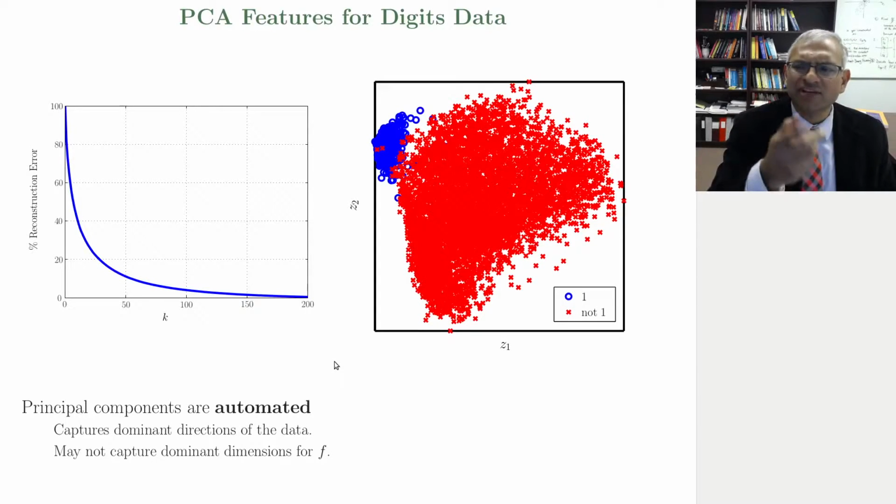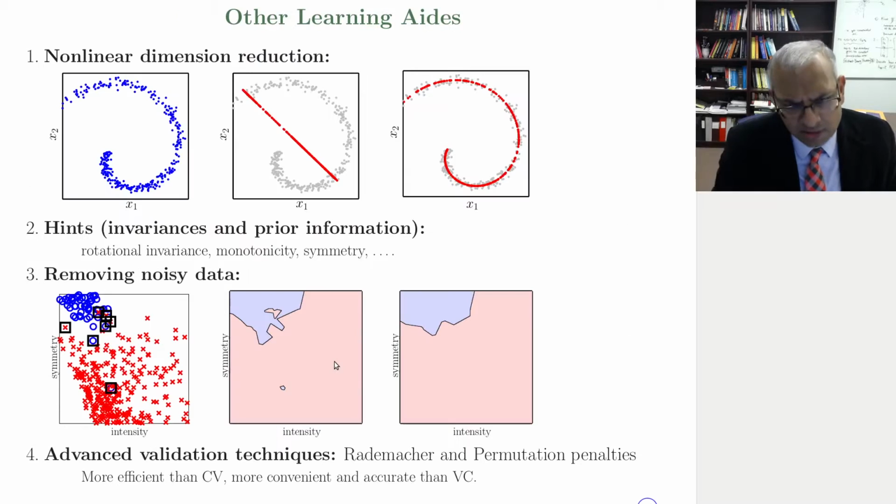Now let me briefly talk about other learning aids. So PCA is linear dimensionality reduction. On the top left, I'm showing you data that's clearly one-dimensional, but it's a spiral, so it's not linear. If you try to construct a linear dimension to capture the data, you'll see that it cannot reconstruct the data. The data doesn't lie on a linear one-dimensional surface.